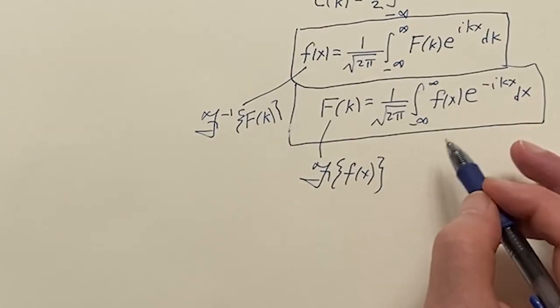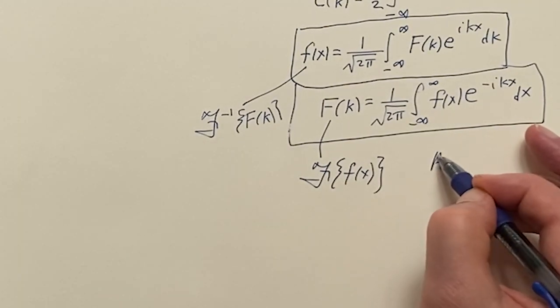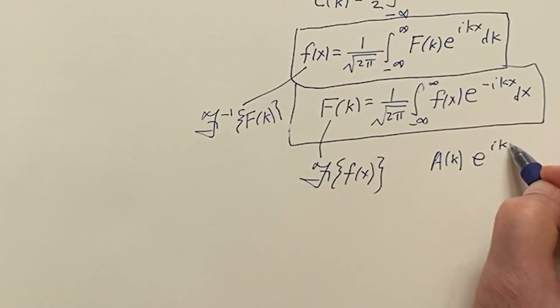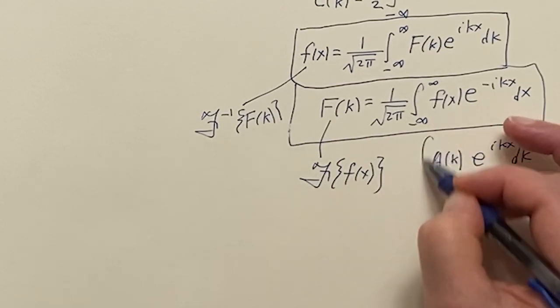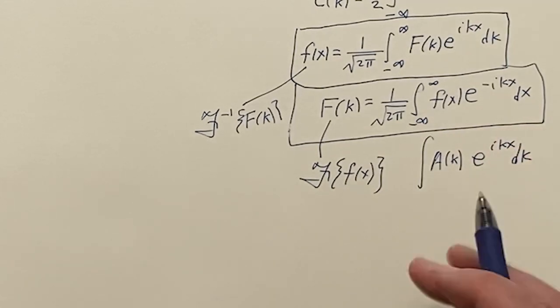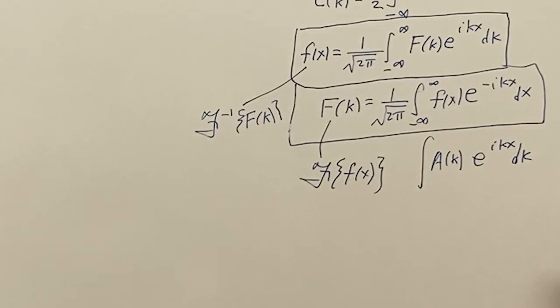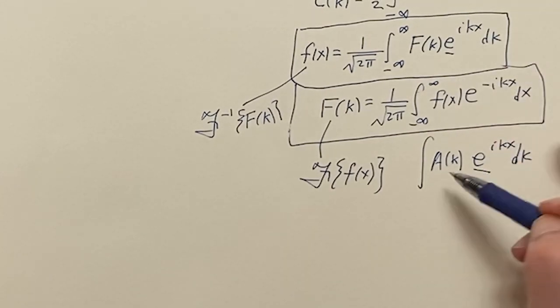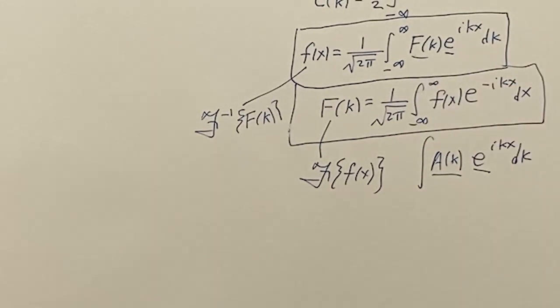And guess what? Remember at the beginning of this class, we said A of K, e to the ikx, dk, with some superposition of waves, like a wave packet of some sort. Well, look at that. There you have it. And A of K is F of K. So it relates to the waves that we've been doing. Let's do one example and we'll end this class.